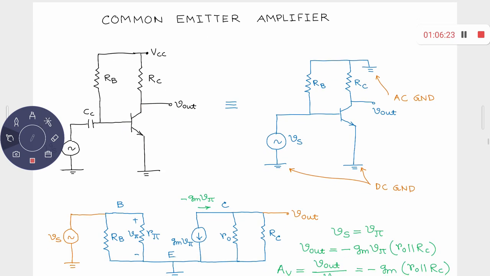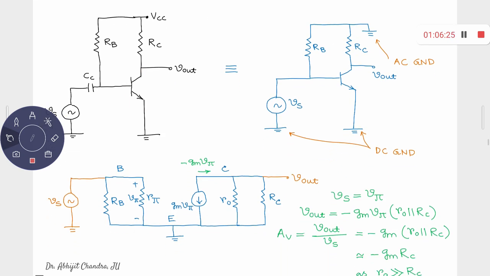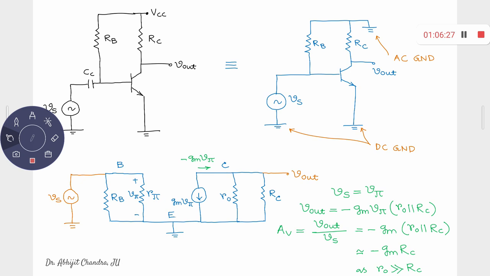Okay. So now we are in a position to find out the small signal gain. First of all, you have to draw the small signal model of the transistor. What is that? Between base and emitter, you have R pi. Between collector and emitter, you have gm V pi. And between collector and emitter, you have r naught. The voltage across this R pi is nothing but your V pi.